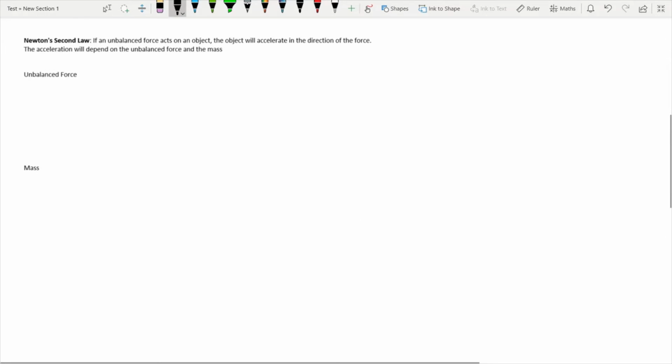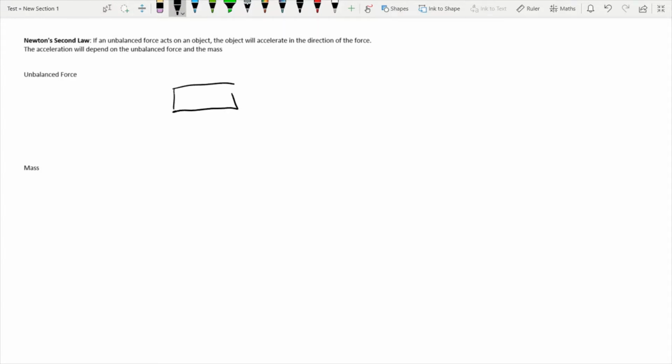So Newton's second law is related to the first one. If an unbalanced force acts on an object, so if we have that unbalanced force on the object, so one force is bigger than the other, the object will accelerate in the direction of the force, or it might decelerate, because if it accelerates in the direction of the backwards force, that's decelerating. The acceleration will depend on the unbalanced force and the mass. So what do we mean by this unbalanced force? So we said that if something's got balanced forces, it's traveling at constant speed.